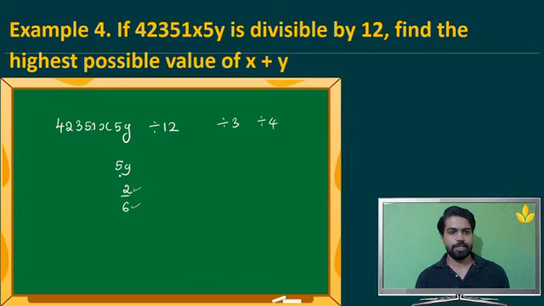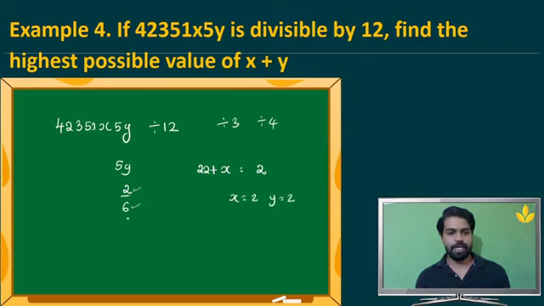So if I take 2 as the number, what is the sum of the digits? 4 plus 2 is 6, 6 plus 3 is 9, 9 plus 5 is 14, 14 plus 1 is 15, 15 plus 5 is 20, 22. If I am taking 22, x can be what? This has to be divisible by 3, which means x can be 2 as well. So when x is 2, y can also be 2.